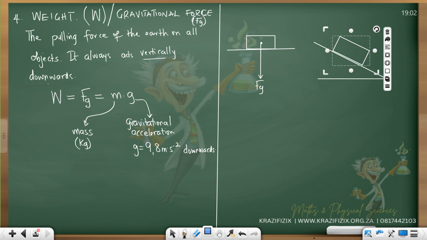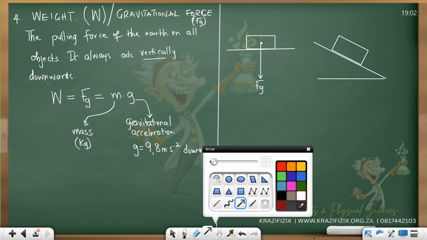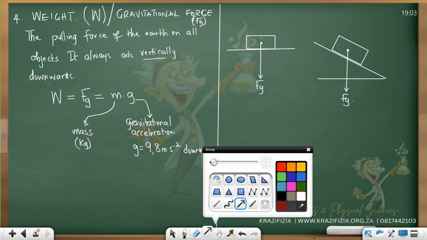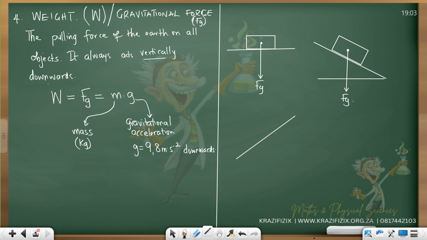All right, like that. You can imagine that, right? Yes, sir. The object is on the plane. How will my gravity be acting? It's going to come from the center, and it's going to be vertically what? Downwards. It's not going to bend, it's not going to do anything, it's just going to be like that.